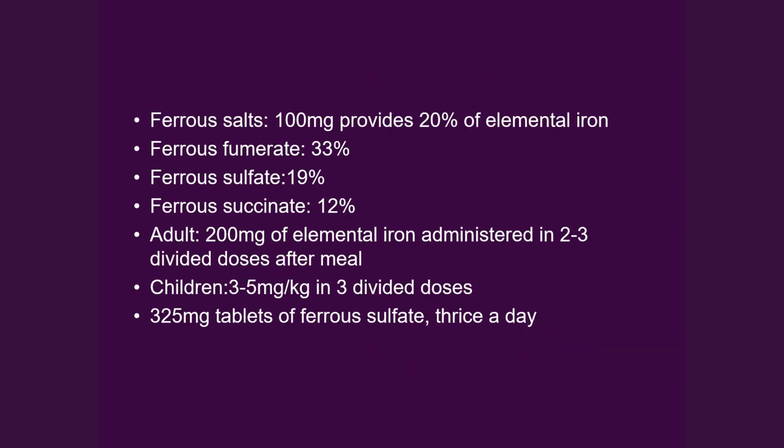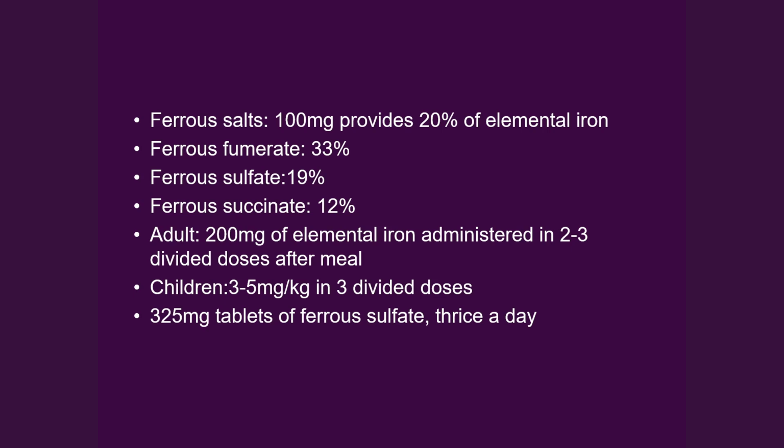So, ferrous salts. We talk about elemental iron. Whichever preparation we take, how much elemental iron that preparation provides to the body is important. So based on that, along with the dose, we look at the elemental iron contributed by this preparation. That plays a very important role. So ferrous salts: 100 mg will provide 20% of elemental iron. Ferrous fumarate will provide 33%, ferrous sulfate 19%, and ferrous succinate 12%.